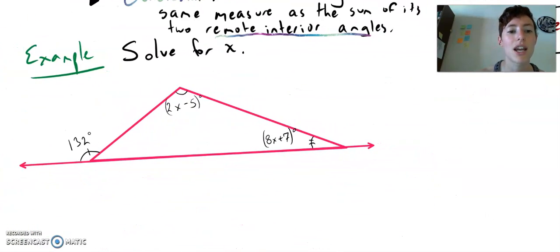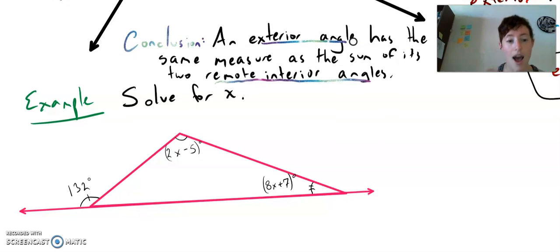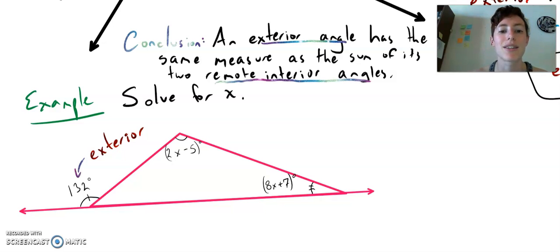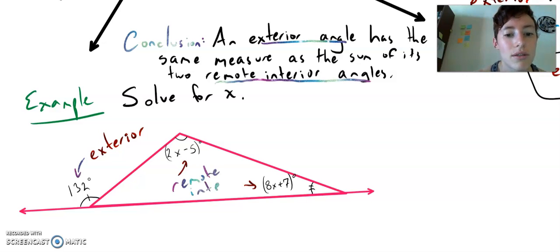The first one over here, we're going to solve for x. I notice I have right over here, this is my exterior angle. We're looking at the pink triangle, and this angle is outside that pink triangle. It is supplementary to one of its angles right here. And I look, hey, both of these are the two inside angles that are furthest away from our exterior angle. So those two we would call the remote interior angles. And looking at the conclusion we got, our exterior angle has the same measure as the sum of its two remote interior angles.